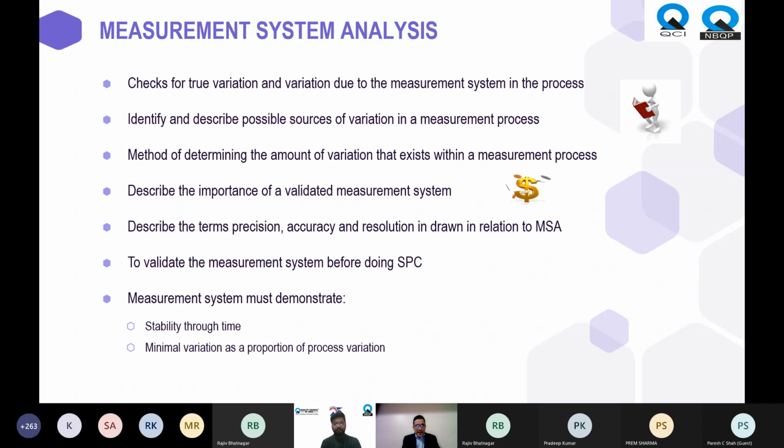And minimal variation as a proportion of process variation. If my process is varying, my customer has given some tolerance to me, that I can have this much, plus minus 0.5 tolerance. So within that, is my measurement system able to capture that tolerance? Is my measurement system strong enough for capturing those data? So in a nutshell, MSA talks about these many parameters. So this is brief about MSA.